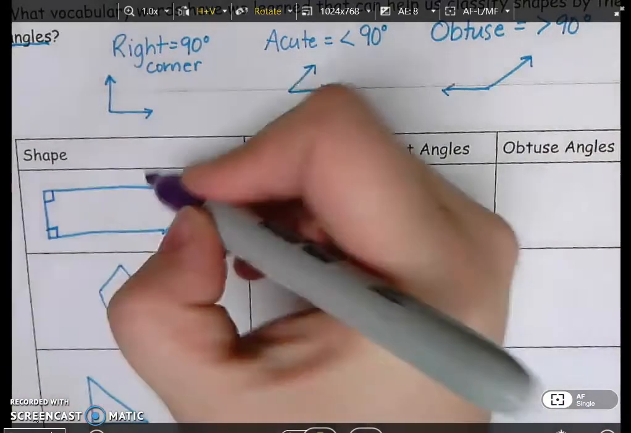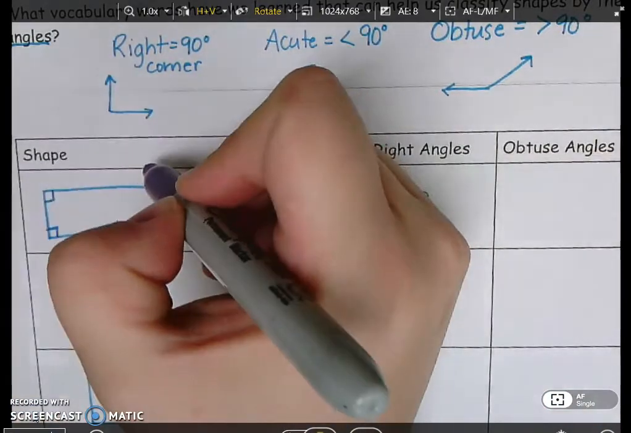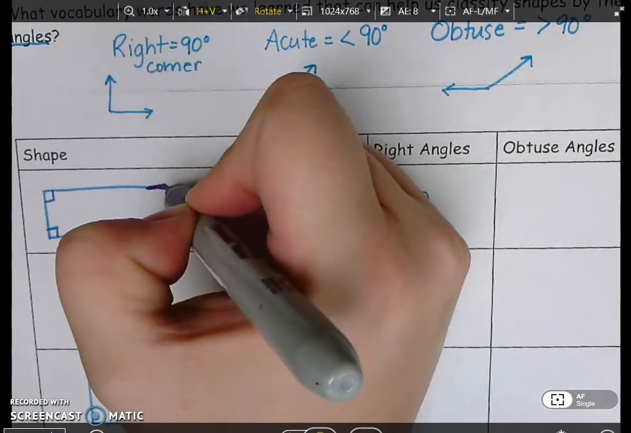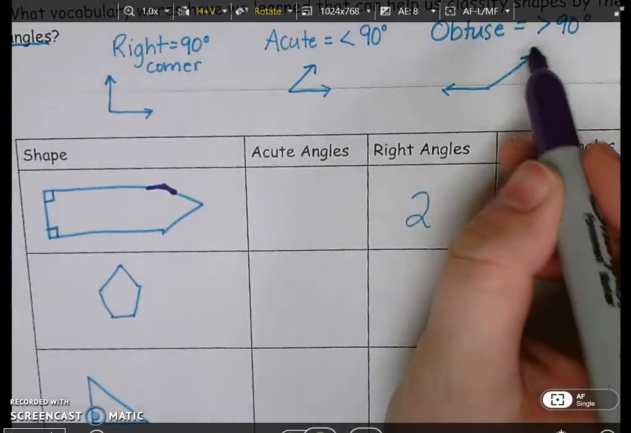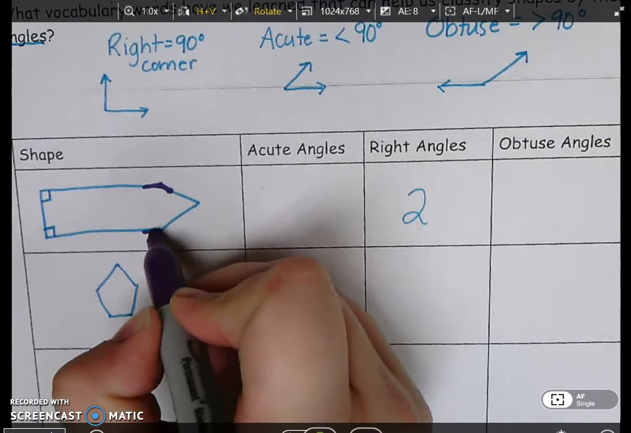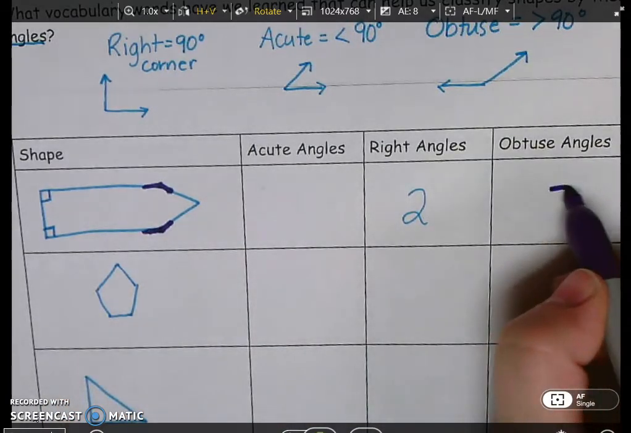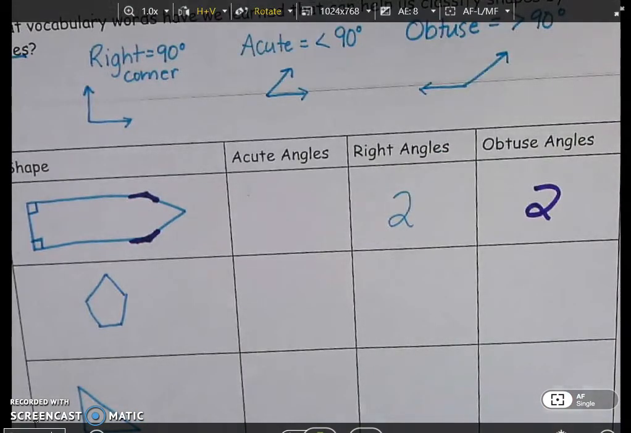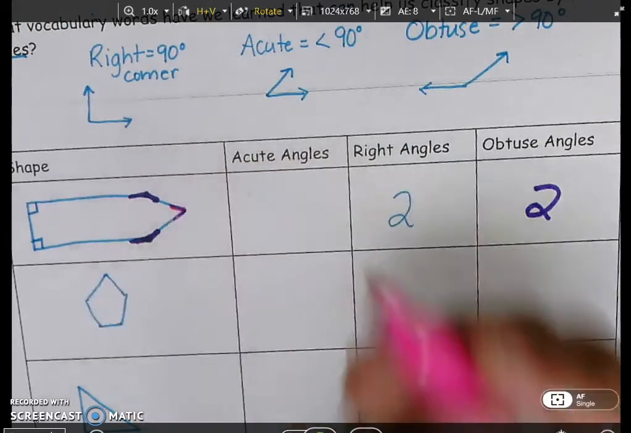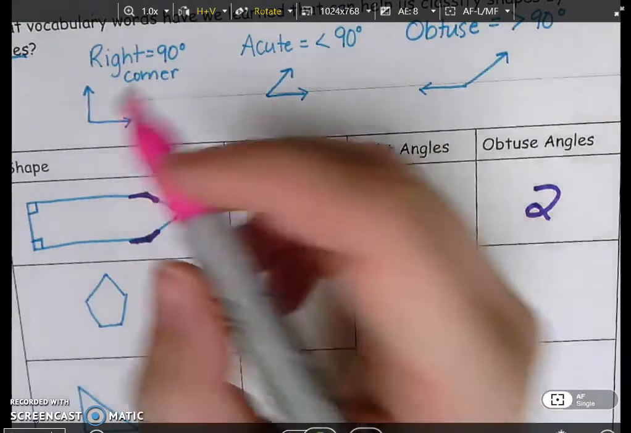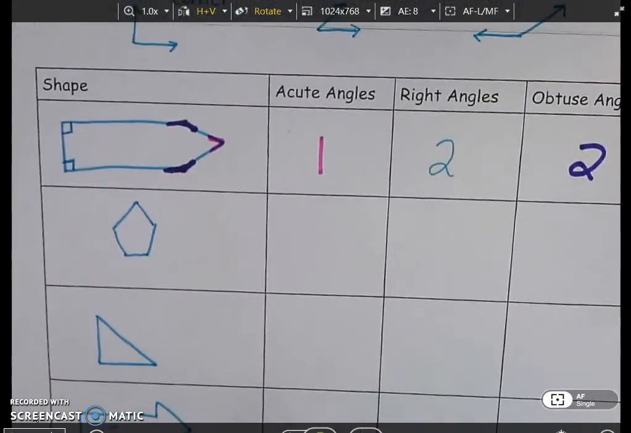My next angle would be right here. And if I look at that angle, if I made it bigger and looked at it, that's a large angle. That would match my obtuse angle. And then I've got another one that's exactly the same right here. So those two would make two obtuse angles. And that leaves you with my last angle right here at the top. And that's a tiny angle, so that would be an acute angle. So let's look at the next one.